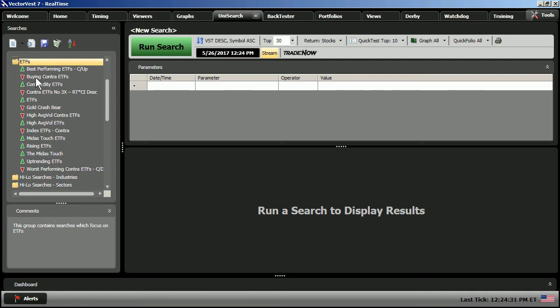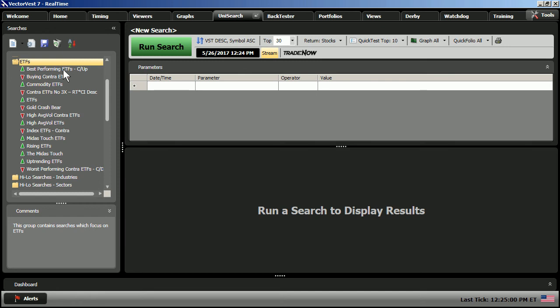Now, buying contra ETFs is all about playing the market to the downside, but playing ETFs that go up in value as the market goes down. This is a great way to take advantage of a downward trending market without having to sell stocks short. And because you're not selling stocks short, you can buy these contra ETFs in your IRA account. So we're going to start off with best performing contra ETF, confirmed up.